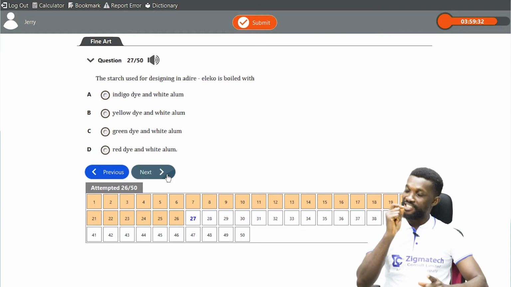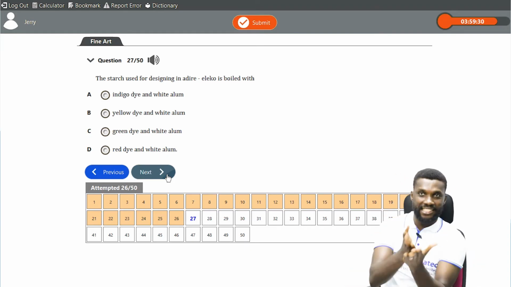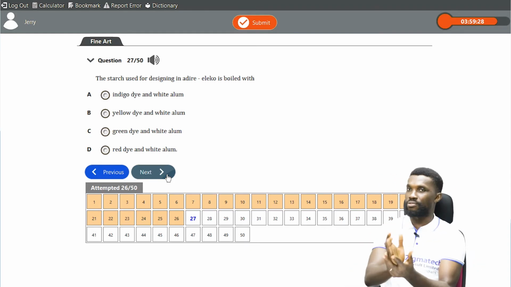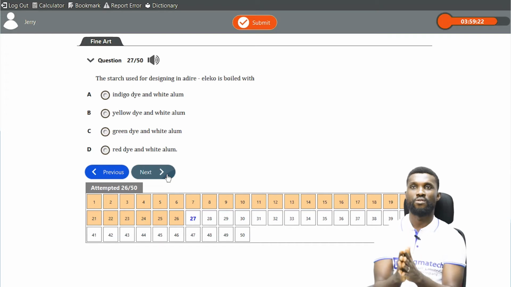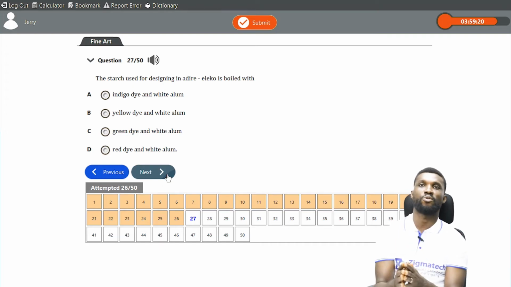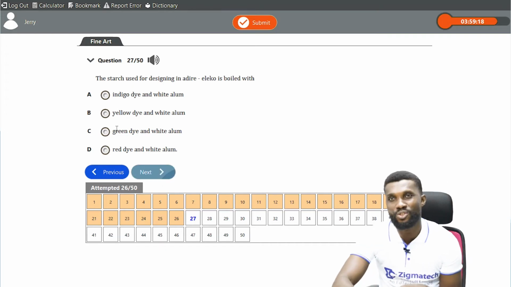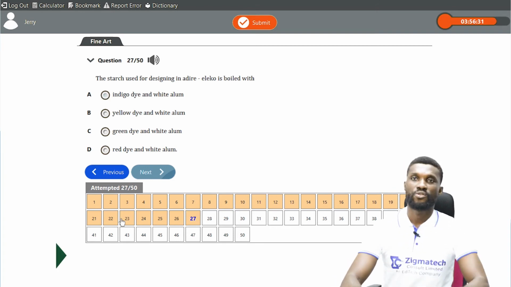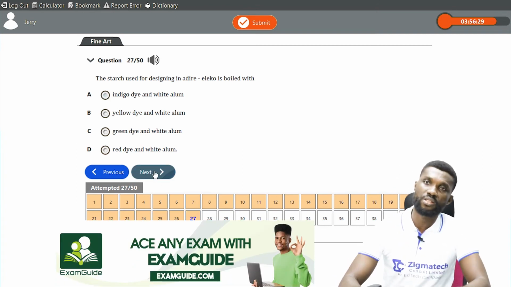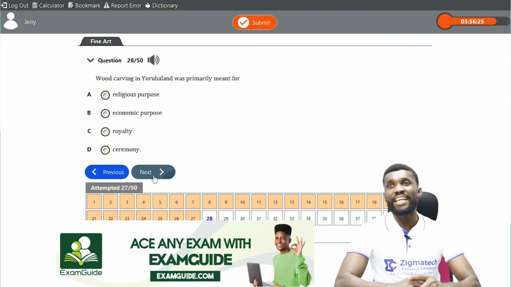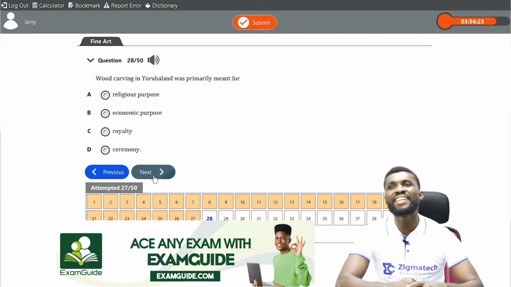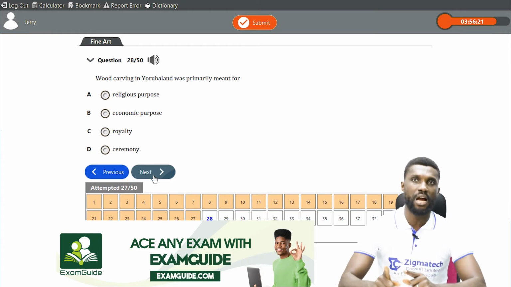Now, every local Nigerian dye is made out of the indigo dye. So anywhere you see that indigo dye and white alum, that is it. That is exactly what they use to boil the dye. So the indigo dye is used for the adire eleko. So therefore, our answer to this question is A. So let's go over to question number 28.